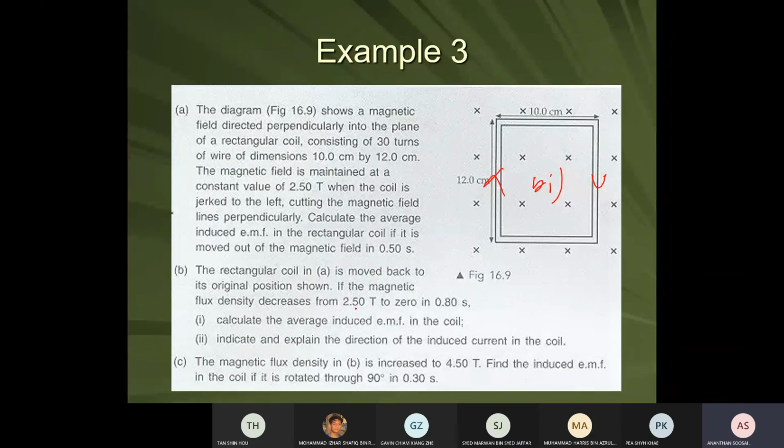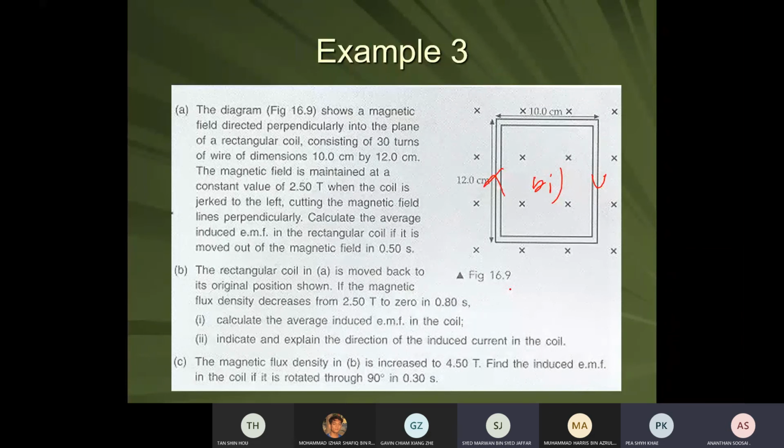So when the 2.5 Tesla drops to zero, at that moment, you will get that EMF. After the magnetic field becomes zero, and stays zero for another few seconds, no current is generated. Current is only generated when there is a change in flux. So 2.5 changing to zero, you get current. After zero, no current.